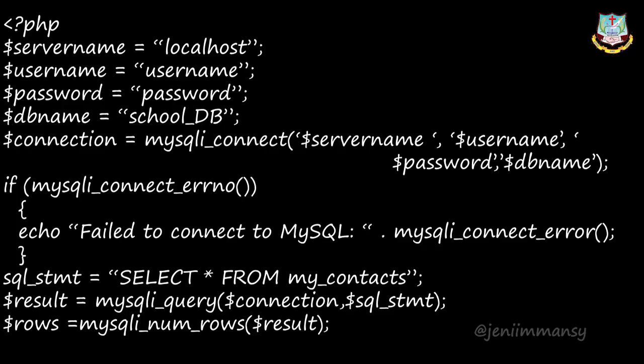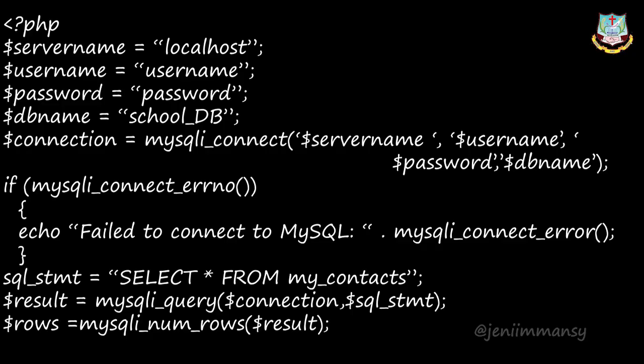Now we are going to do the connection process. For the connection we have to give a name. For that purpose they have given $connection is equal to mysqli_connect. In the bracket we give these 4 parameters: $servername, $username, $password and $dbname, separated by commas.